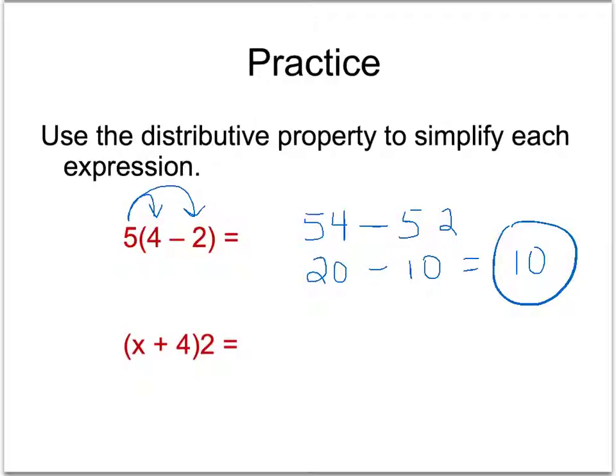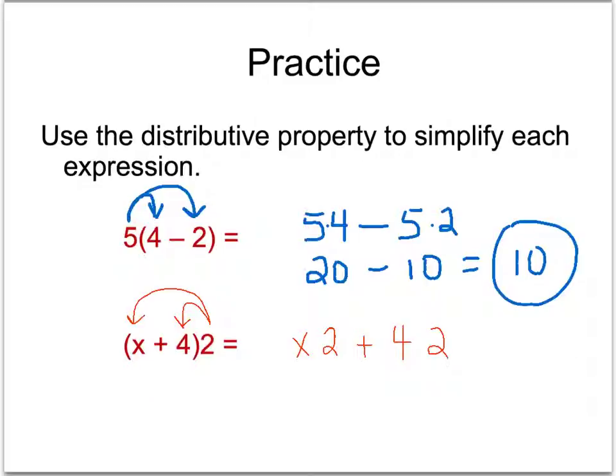Take a look at the second example and notice that the 2 is at the end of the sum that is in parentheses. Also notice that we have a variable x in this example. So let's take a look at what would happen here. In this problem, we would take the 2 and we would distribute it to the x and to the 4. And so we would multiply x times 2, and we would add that to 4 times 2. X times 2 is 2x, and 4 times 2 is 8.